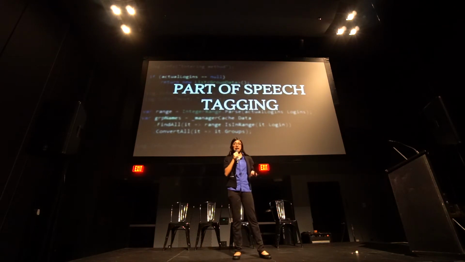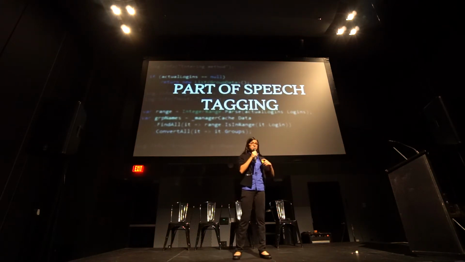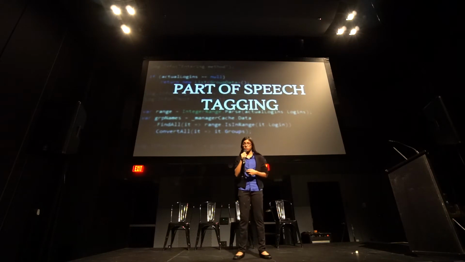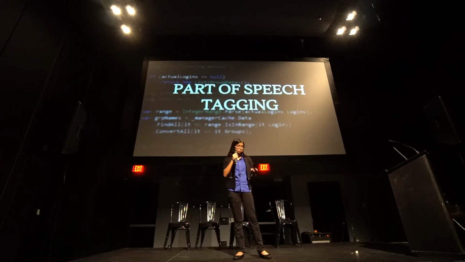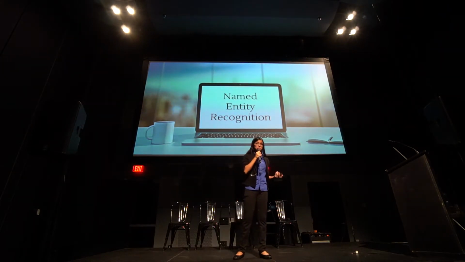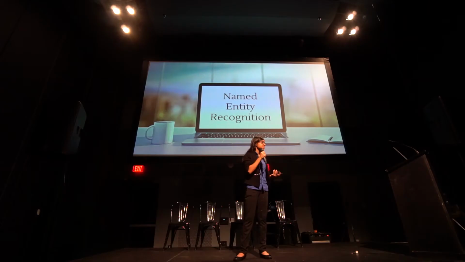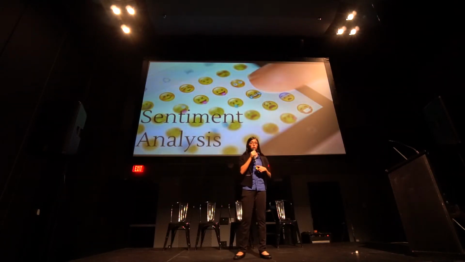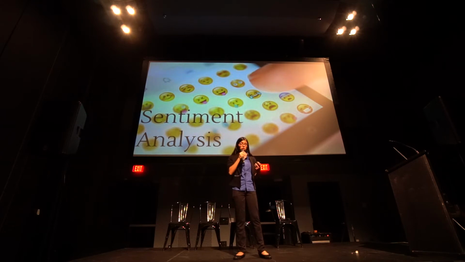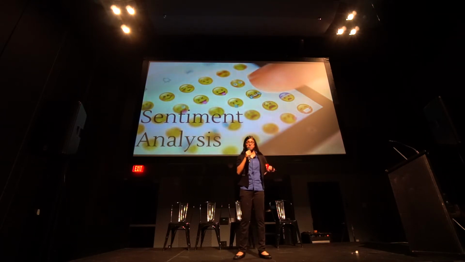So part of speech tagging breaks down sentences into different words, and then it finds out which words are the verbs, the nouns, the adjectives, and so on. Named entity recognition looks for words in predefined categories, for example, place names or organizations. And sentiment analysis can tell whether the overall tone of a sentence or a word is happy or sad or upset or angry, based on the context of where the word is.